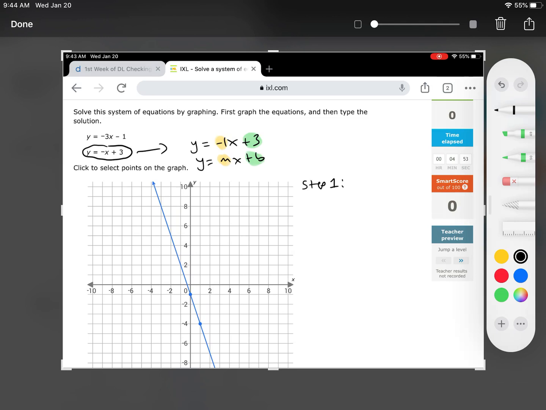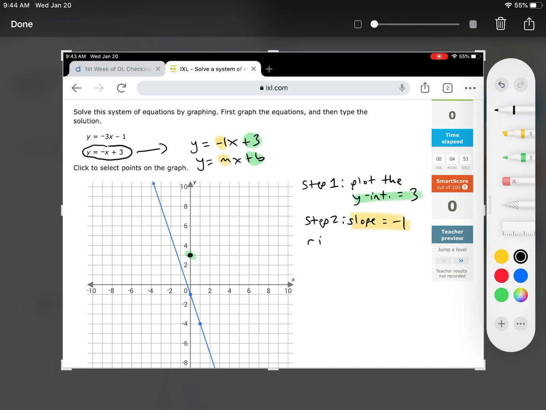So step 1, plot the y-intercept, which in this case is +3. We're going to do that here. Right there, that's your y-intercept, +3. Then step 2 is the slope, which in this case is -1.